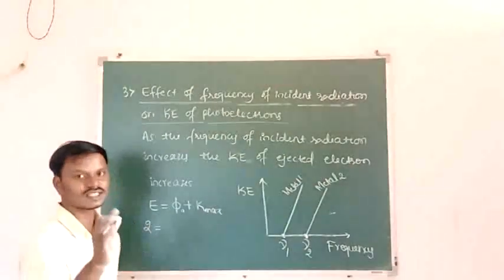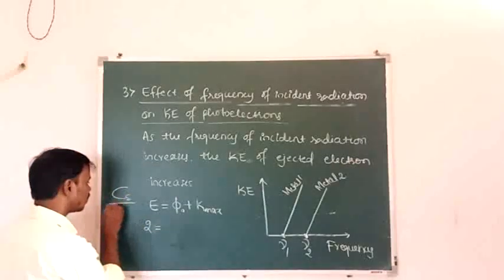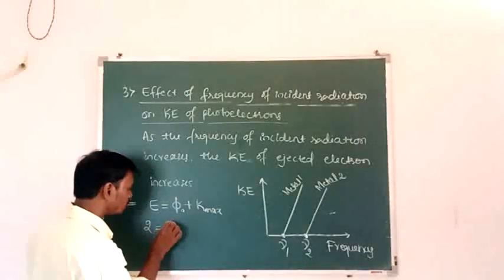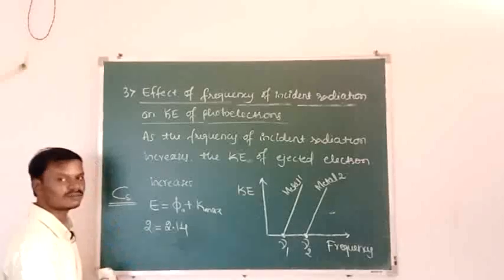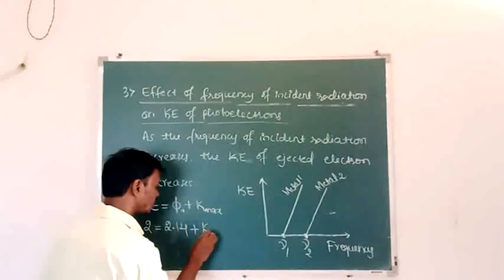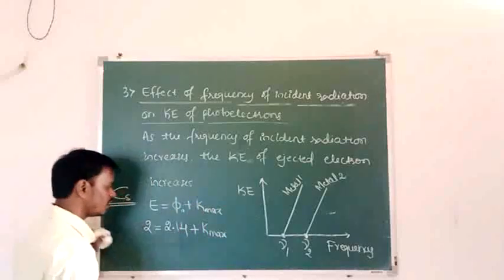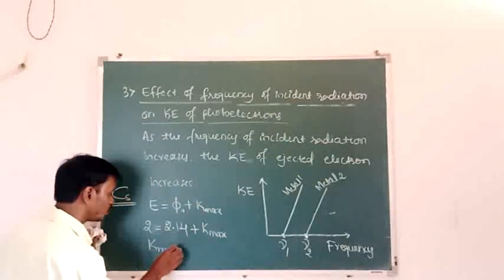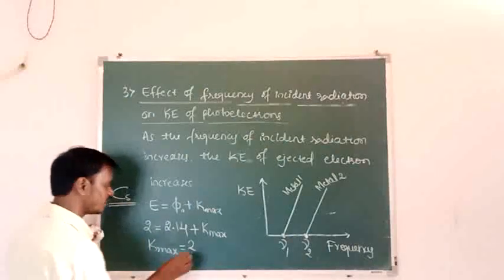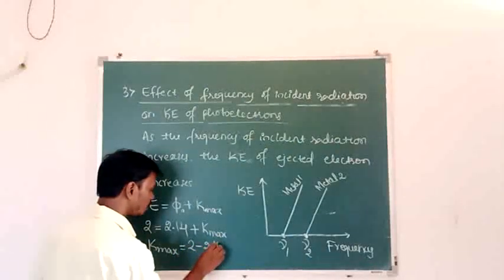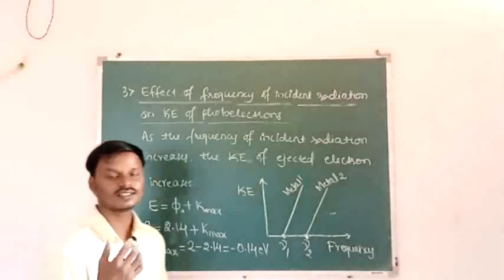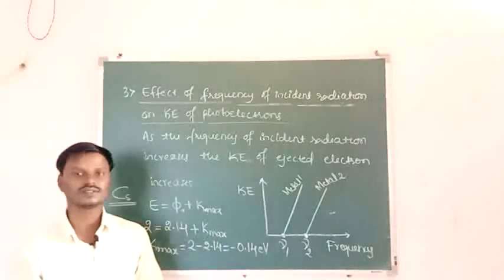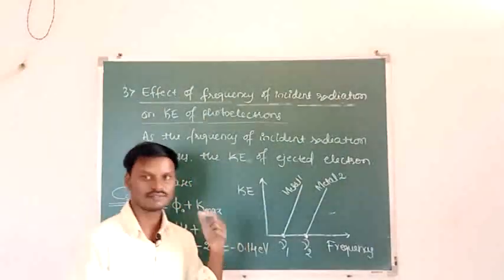Then what is the work function of cesium metal? See here, we are taking the example of cesium. Work function, the minimum energy required to eject an electron from the cesium metal, is 2.14, but the given energy is how much? 2 electron volt. Then what is the kinetic energy of the emitted electron? That is 2 minus, taking this to the left hand side, 2 minus 2.14, that is minus 0.14 electron volt. Here kinetic energy is negative, which means photoelectric emission is not possible, because kinetic energy can never be negative.